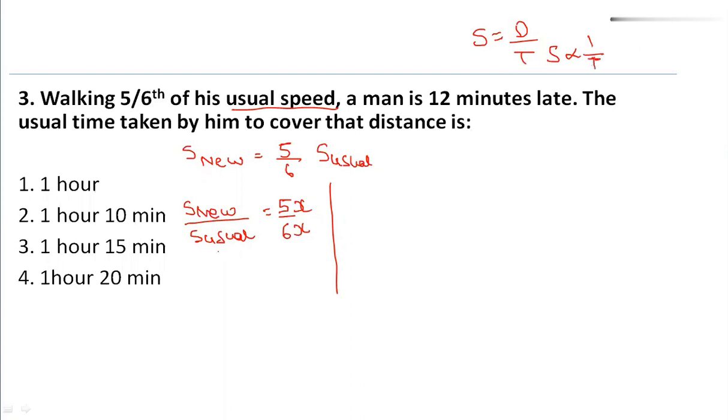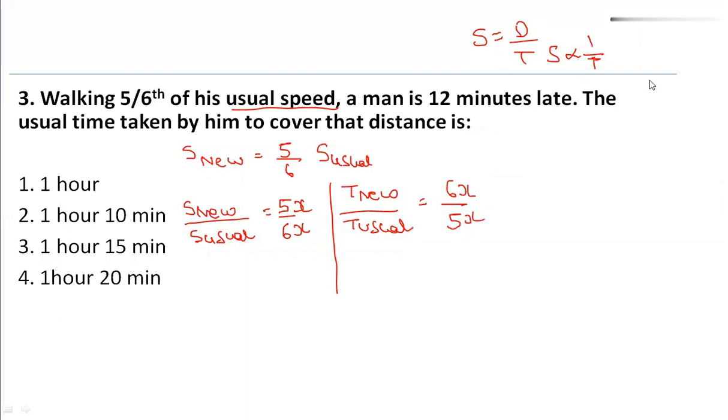So if we have new speed to usual speed equal to 5 by 6, then new time to usual time, we have to take it in the reverse order, right? We have to take it as 6 by 5. Okay. So if you want, you can take a common factor. Otherwise, if you can correlate with parts logic, then that is super fine.